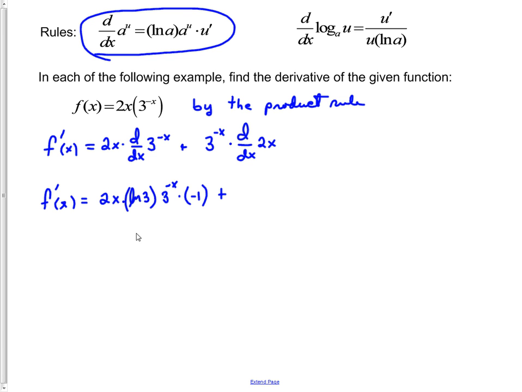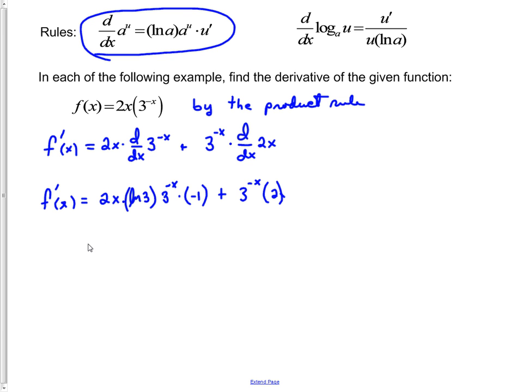Then we'll have to simplify that, but for right now, right here it is, natural log of a to the u, and u prime. Now we're going to take 3 to the negative x, which is the second function, and we're multiplying it by the derivative of the first function. The derivative of 2 times x is just simply 2.